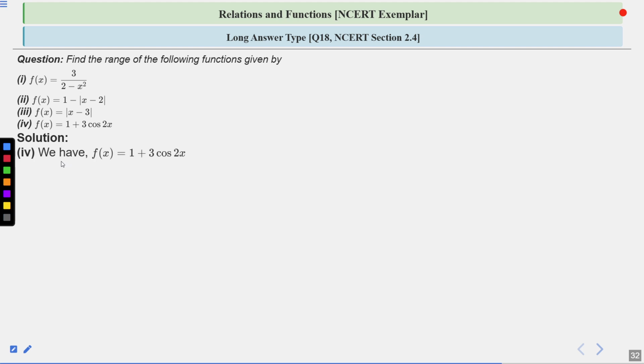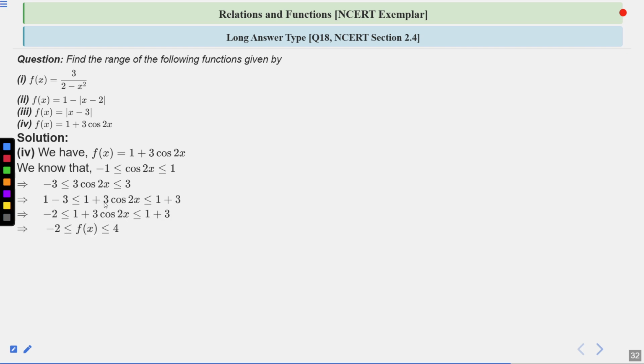Now for the fourth, f(x) is 1 plus 3 cos 2x. We know minus 1 is less than or equal to cos 2x, which is less than or equal to 1. Multiplying with 3, we get minus 3 less than or equal to 3 cos 2x less than or equal to 3. This gives 1 minus 3 less than or equal to 1 plus 3 cos 2x less than or equal to 1 plus 3. This implies minus 2 less than or equal to 1 plus 3 cos 2x less than or equal to 4. And this is your f(x), your outputs. So your output is greater than or equal to minus 2 and less than or equal to 4. So the range is simply the closed interval minus 2 to 4.